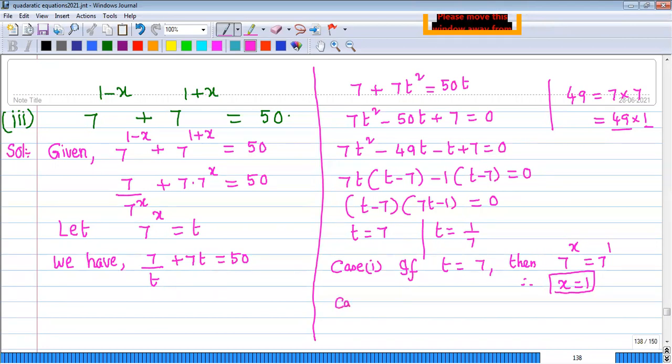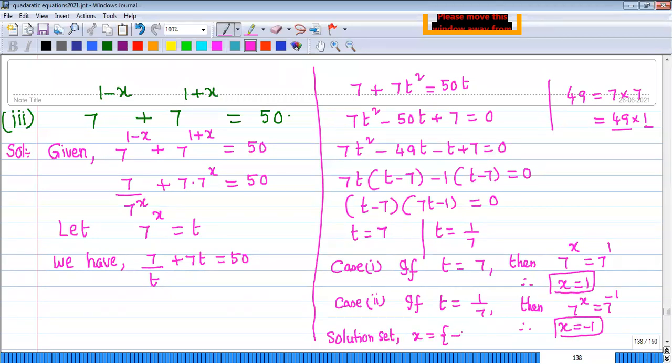So next go for case 2. If t equals 1 upon 7, then t stands for 7 power x. 1 upon 7 we can write as 7 power minus 1. So therefore bases are equal, the exponents are equated, you get x is equal to minus 1. So what is the answer? Solution set: x is equal to negative 1 comma 1. This is the answer.